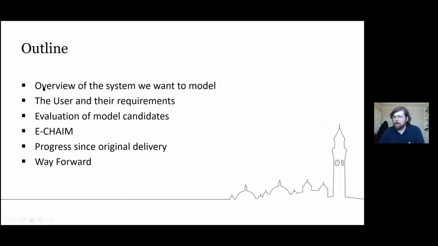So just a quick outline. I'll do a really quick overview of the system we want to model, the ionosphere. I know the vast majority of you are already aware of how the ionosphere behaves and what it looks like, but just in case, I'll give a quick overview. Then I'll talk about the user, or in this case, Defense Research and Development Canada, and their requirements and their use case. Before talking about some candidate models that we were originally considering, or that the client was originally considering, before having eventually decided to just build one ourselves. And then we'll go through some progress since the original delivery of the model and some ways that we can move forward past where we are currently.